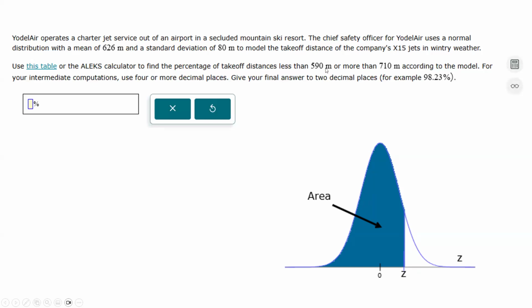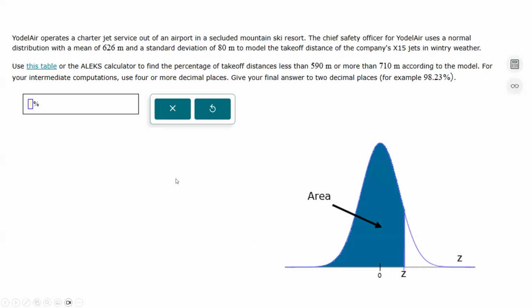Well, that works great for the 590 because we want everything less than 590. The problem is over here, the 710, we want everything greater than. That's okay. If we want all of this side, this unshaded side, I know the whole thing is 1. So I could say 1 minus my z, because that would be everything below it, and I'd be left with the unshaded part. So we can use those tools.